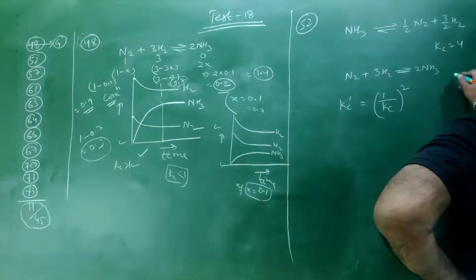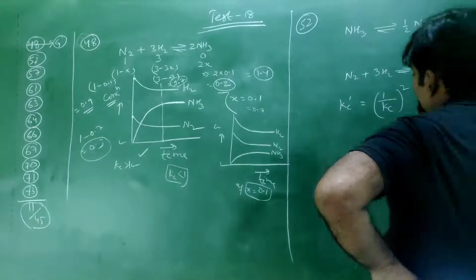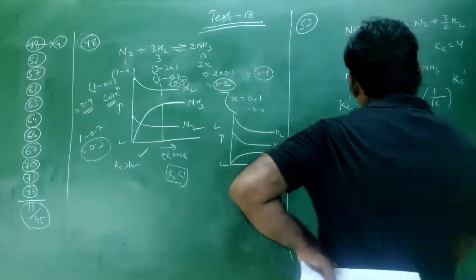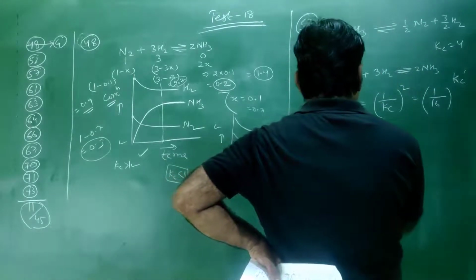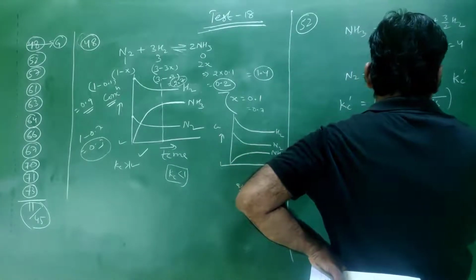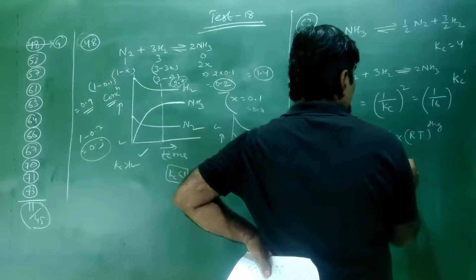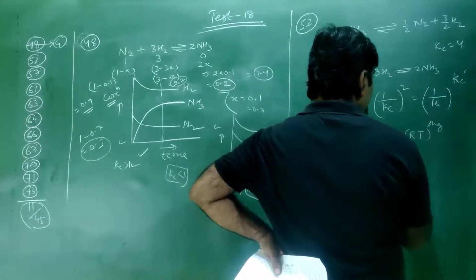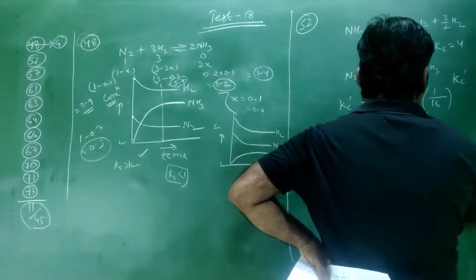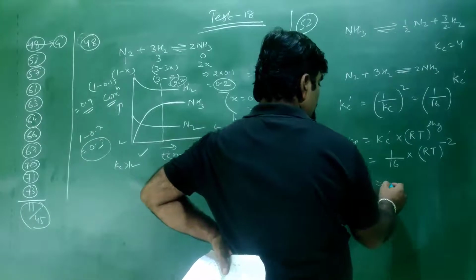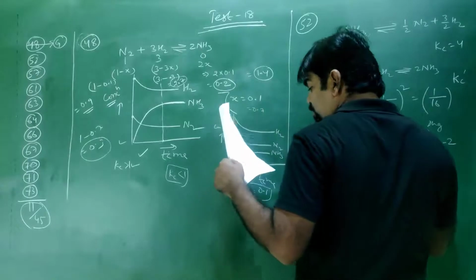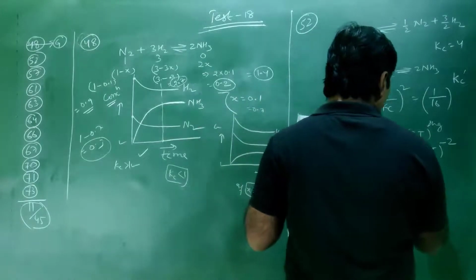Okay, this will be the value of Kc' of this reaction. Kc' we know is 1 by 16. Therefore, since Kp is equal to Kc into RT to the power delta Ng, Kc' is equal to 1 by 16 into RT to the power delta Ng, that is minus 2. This is equal to 1 by 16 into 1 by RT. We will take the RT value here, that is R into T.